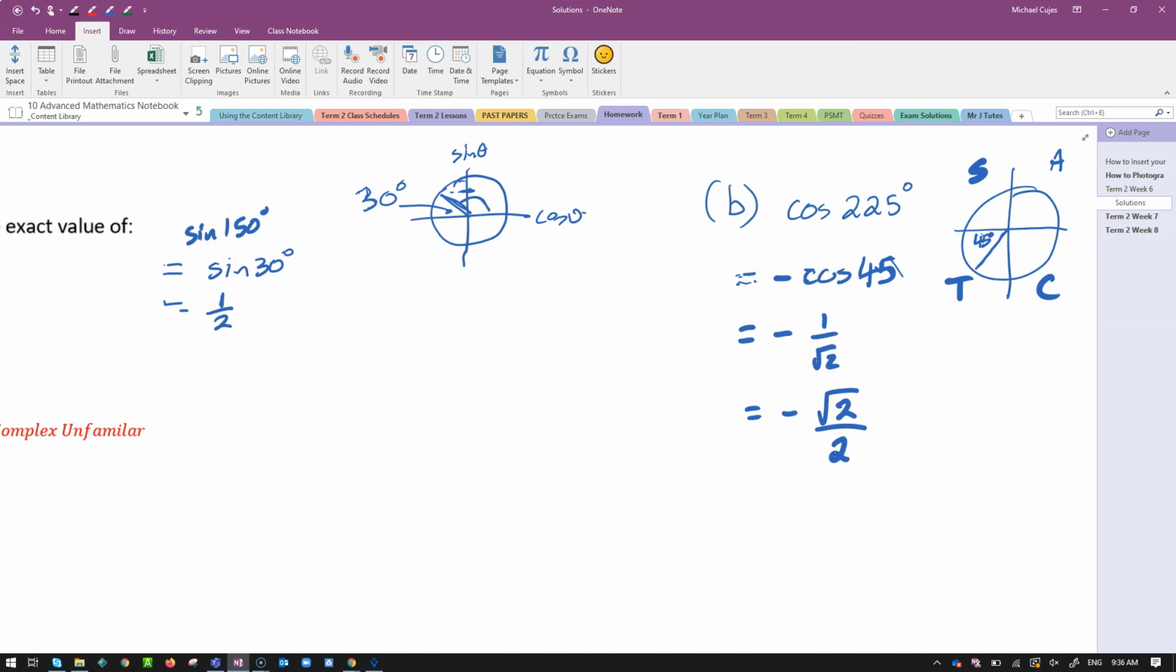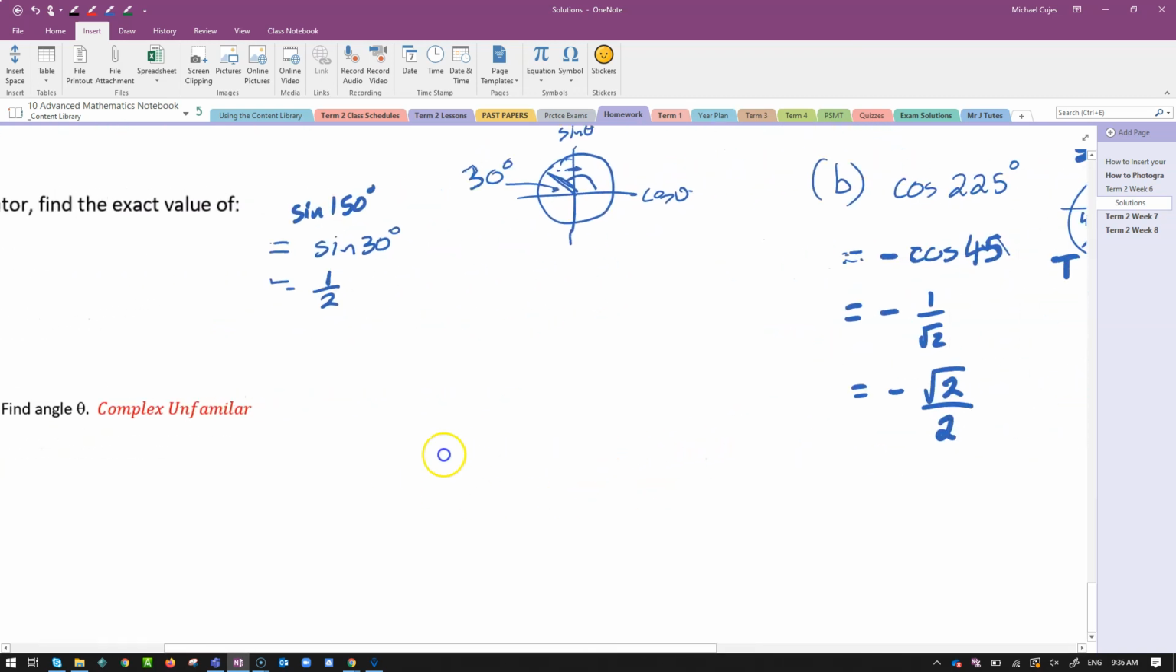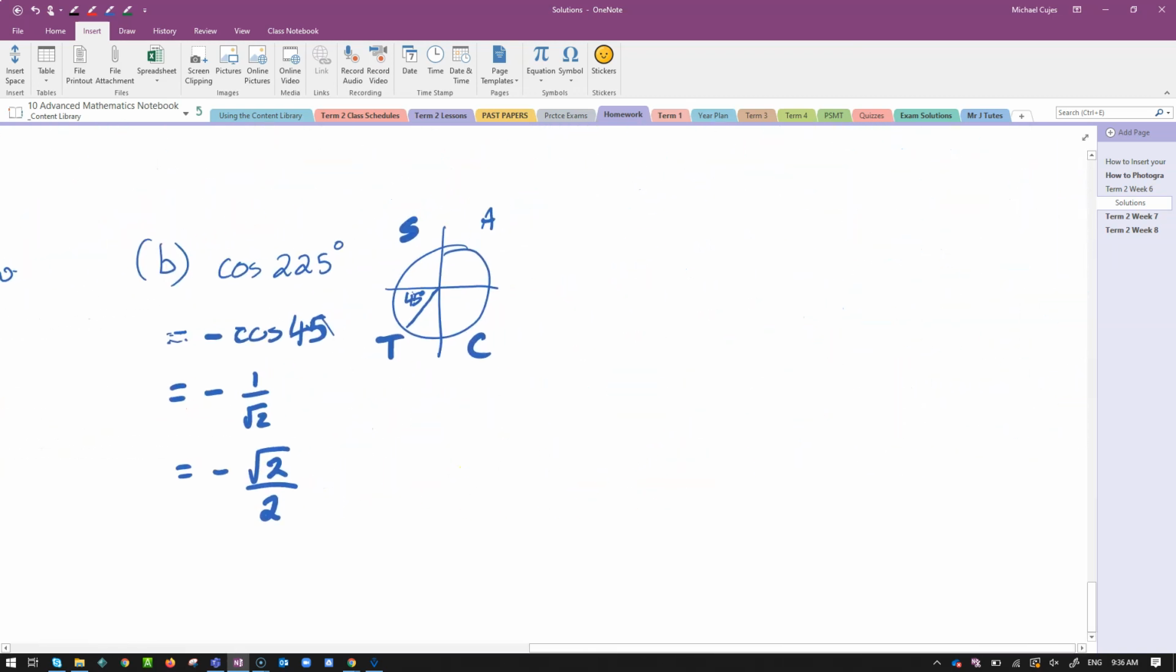And the other time you can get it is when you change it. That's the secret. You've got to find the reference angle. Yeah, how far away from the closest x-axis am I?